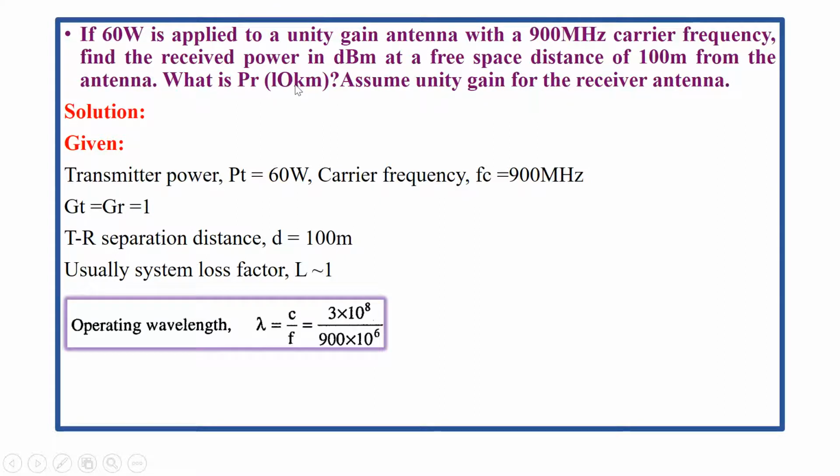So first, I want the operating wavelength. I'm using the original formula lambda is equal to c by f, where c is the velocity of light whose value is 3 into 10 power 8. f stands for the operating frequency. I am taking it from the given sum, 900 megahertz, so 900 into 10 power 6. I get my lambda to be 0.33 m.